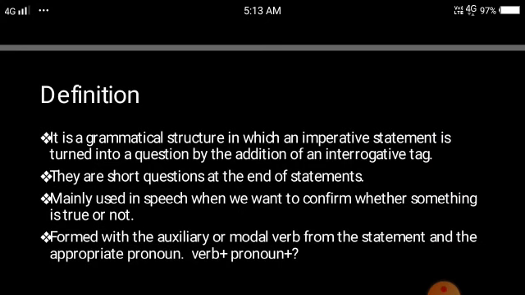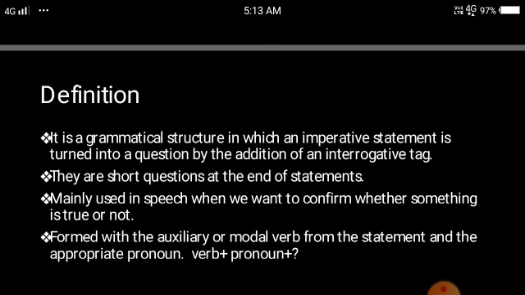For example, it is very cold today, isn't it? So, isn't it is the question tag. It is very cold today is a statement. Okay, it is a statement.